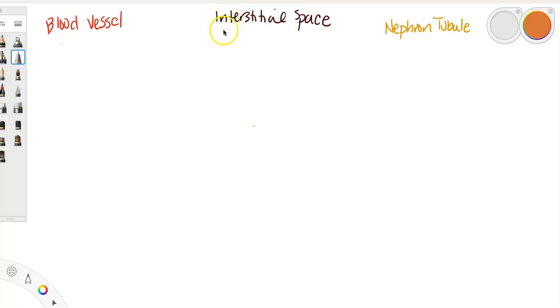Okay, so when we're looking at the movement of stuff, because we're talking about filtration, right? That's what the kidneys do. They filter the blood. So we need to consider 3 areas or compartments. And with that, we need to consider 4 mechanisms of movement.